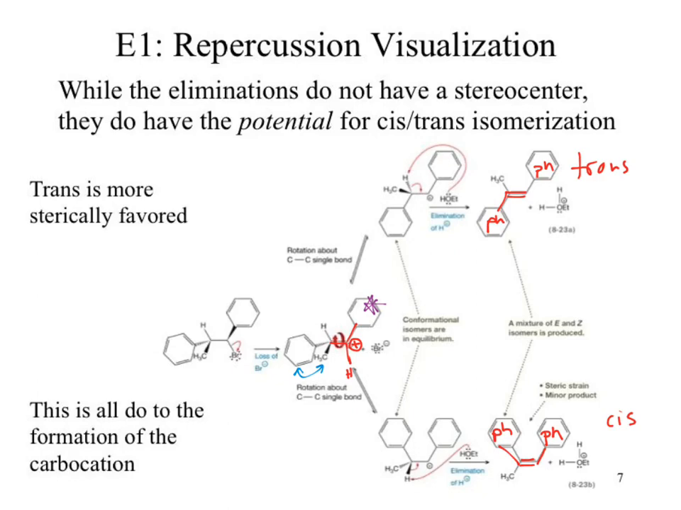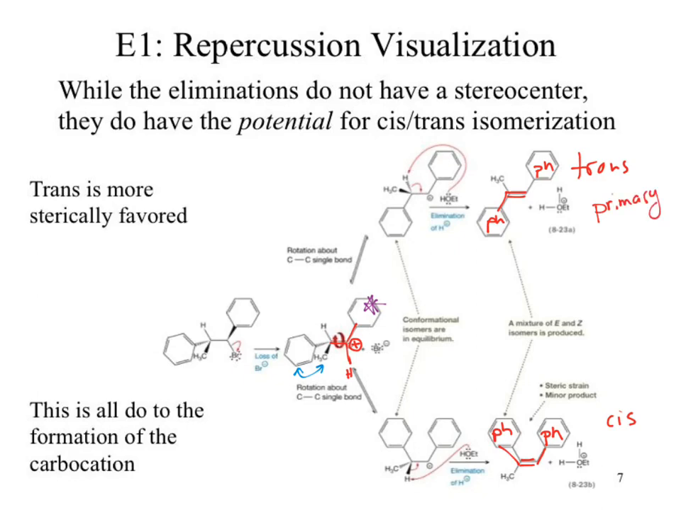The phenyl groups have a lot of electron density, so what happens when we look at that carbocation? We're going to rotate that sigma bond to get those phenyl groups as far away from each other as possible. Once we're at that lowest energy Newman projection, now the elimination can occur, and we're now locked in that permanent position. So when we're looking at the E1, trans is our primary product.